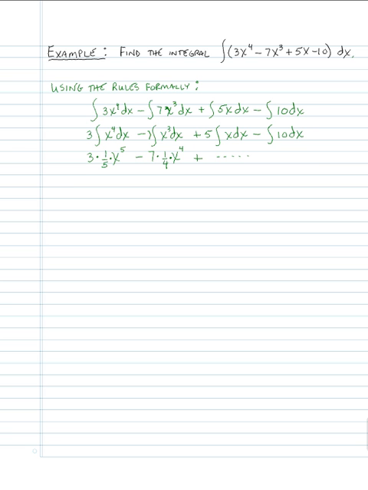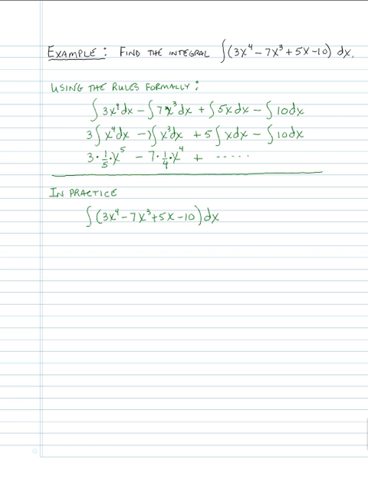But in practice, this is the way I do it, okay? In practice, I think out the steps, not necessarily writing the steps. Let me rewrite the entire problem first, okay? Let me rewrite the entire problem here, that we have the integral of 3x to the fourth power minus 7x to the third power plus 5x minus 10. And we're integrating with respect to x.